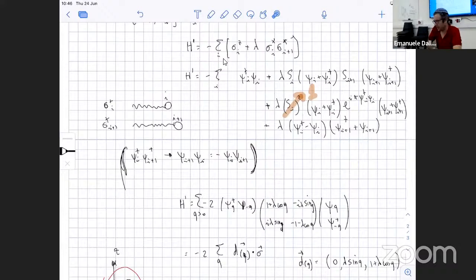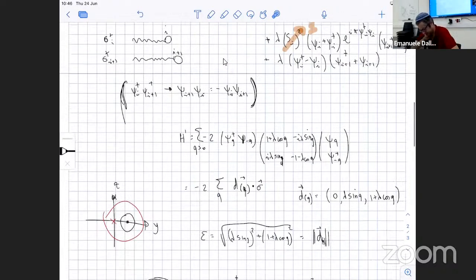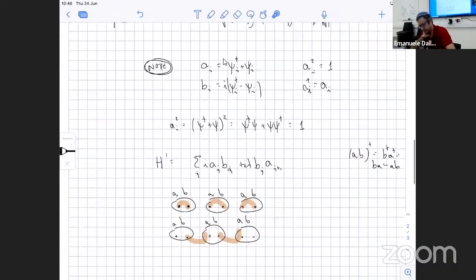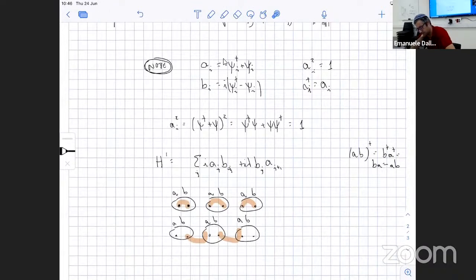Let me address this question in a moment. First of all, you can do whatever you want. You can add to the Ising model whatever you want. The question is, how does that then translate into the fermionic language?